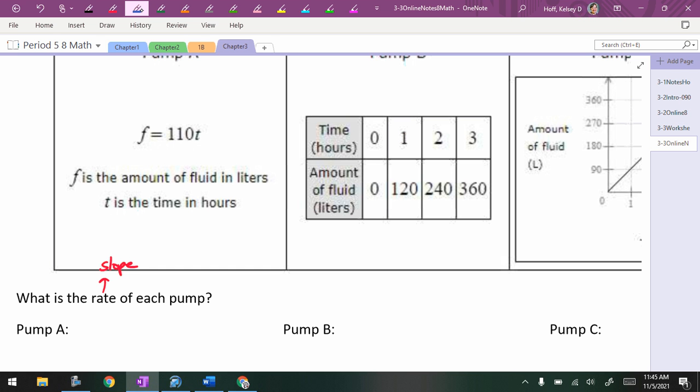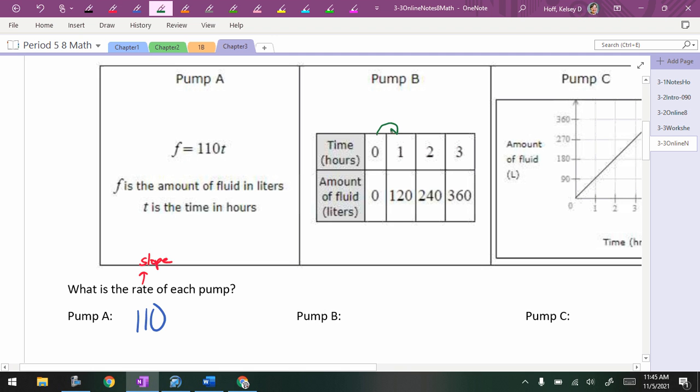110. The number that is multiplied, usually it's an x, but the number that is multiplied there is your slope or your rate of change. Okay? B, how do I find the slope or the rate of change in a table? You count how many two squares. Very good. It's your swoops, right?